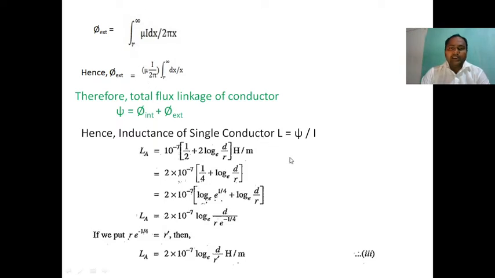Already we know inductance L is equal to flux linkage per unit current. I gets cancelled. Finally we get 10 power minus 7 by 2 plus 2 into 10 power minus 7 log d by r. Here, there is no distance between conductors, as we have only a single conductor. D is the distance from the conductor to the thickness dx, and r is the radius of the conductor. So finally we get 2 into 10 power minus 7 log base e d by r dash.